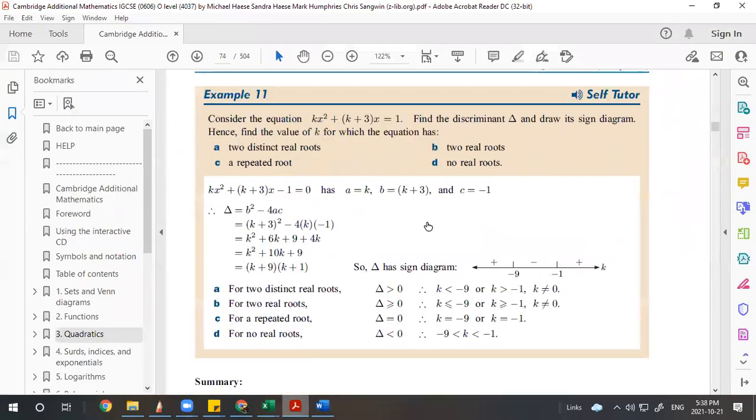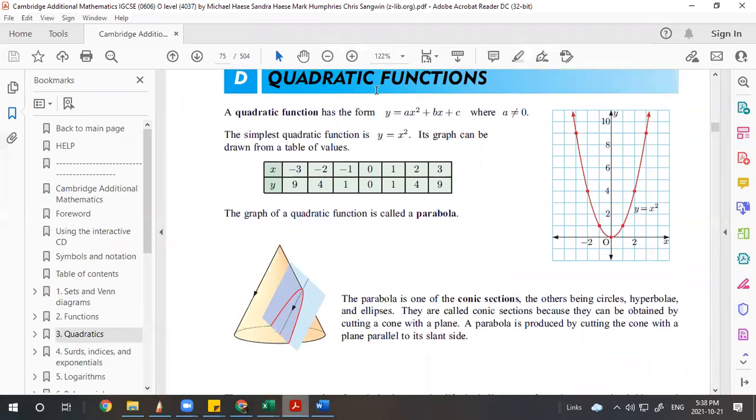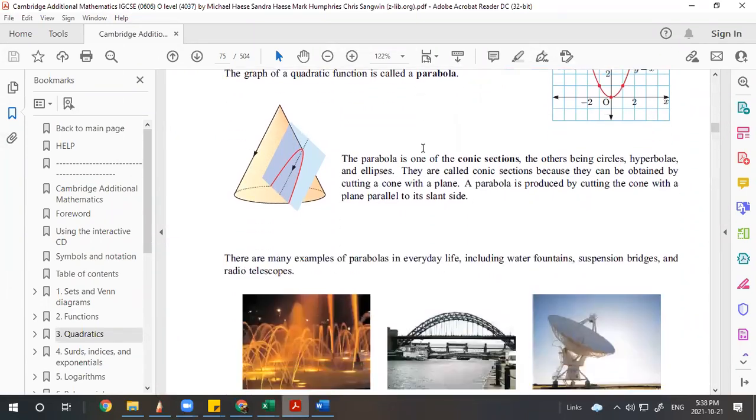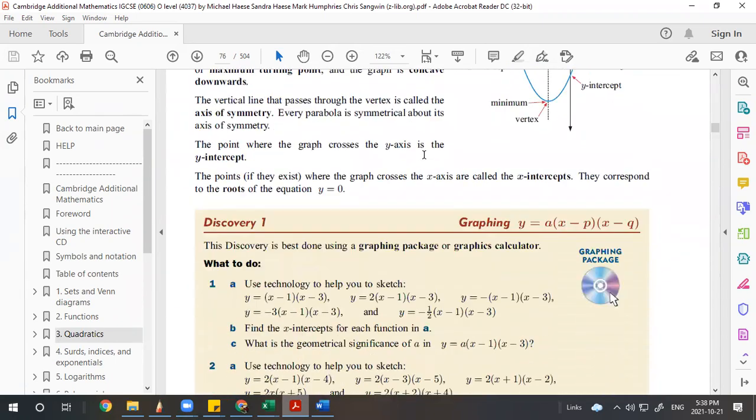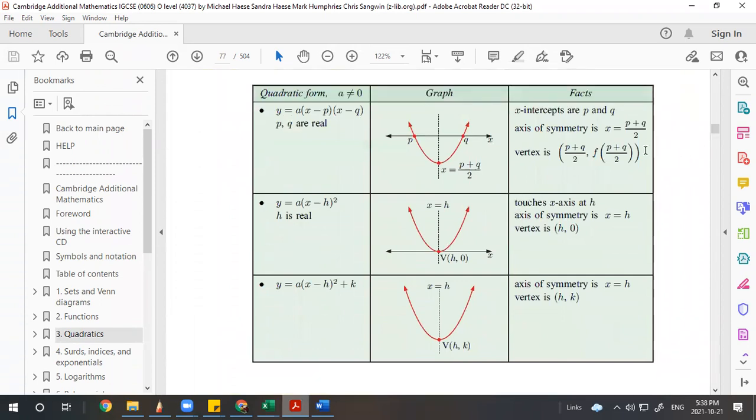Okay, go for the next part. Exercise 3C, no need. Quadratic functions, there you go. This is the a, b, and c formula that will be given. So the quadratic form, if y equals a times x minus p times x minus q, what are p and q? P and q are the x-intercepts. How about h? H is the vertex. What is the vertex? The maximum or minimum point.